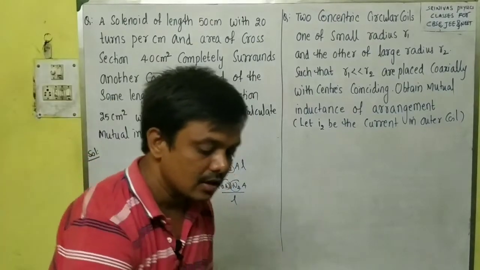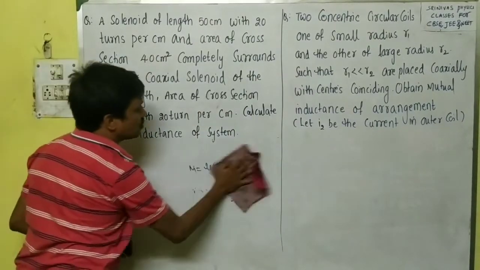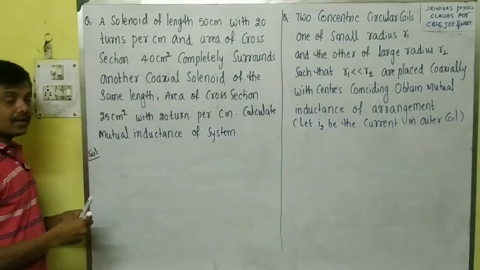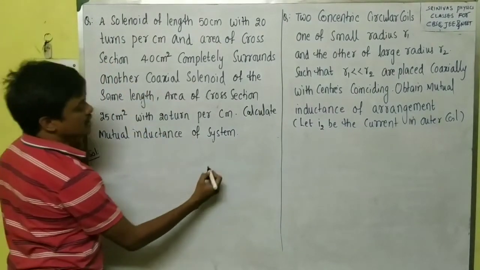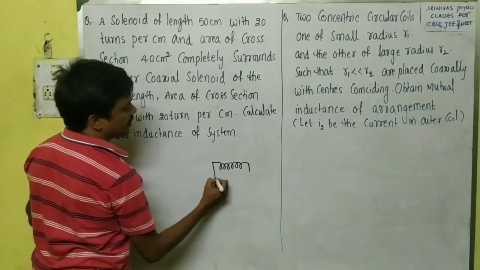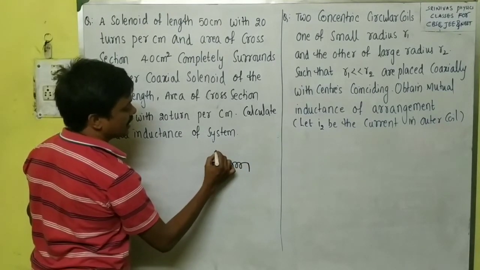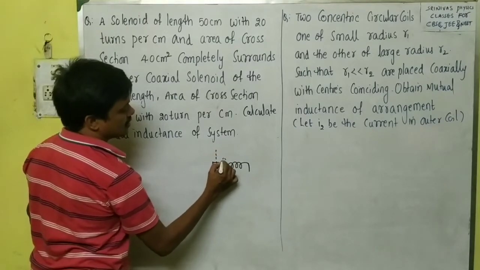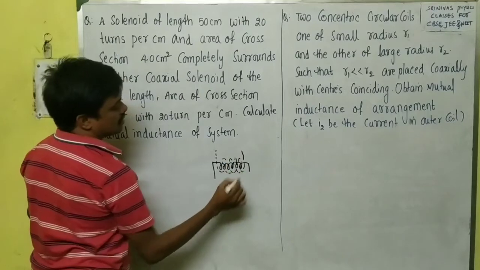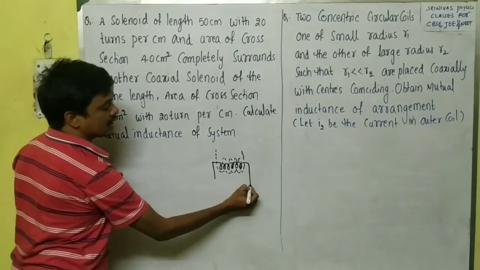Let us see what the given data is and then how to solve the problem. It is very simple, but listen very carefully. Okay, let us start. There are two solenoids here. This is the first solenoid, and this is the other solenoid we will take here like this.